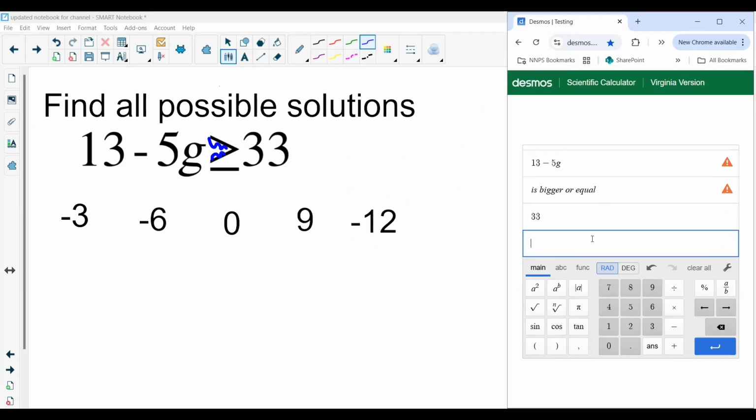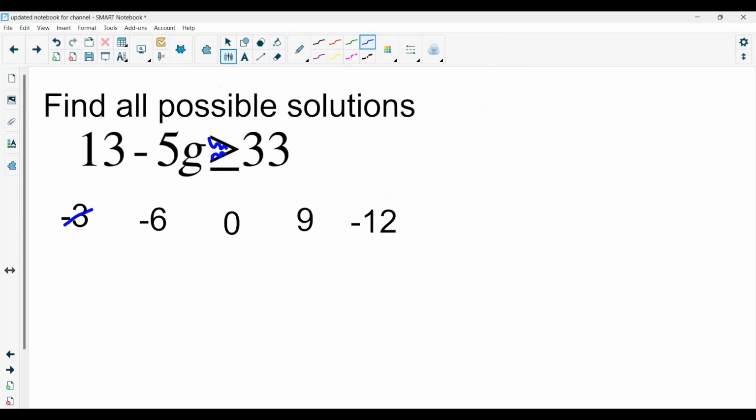All right. So let's start by typing our answer choices. We have G equals, because we have the letter G in our inequality up here. So G equals, let's try -3. Okay. So look at that. 28. 28, is that bigger than 33? No. Is it equal to 33? No. So -3 cannot be a solution.